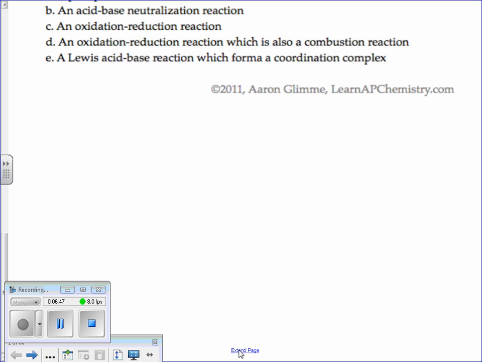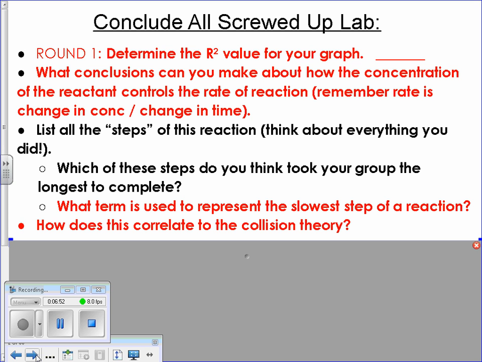Okay. You guys all screwed up yet? Look at your screwed up stuff. Tell me what we think here, because this is going to give us some relevance to talk about in today's notes with rate laws. So, on your round 1, what were your R-squared values?